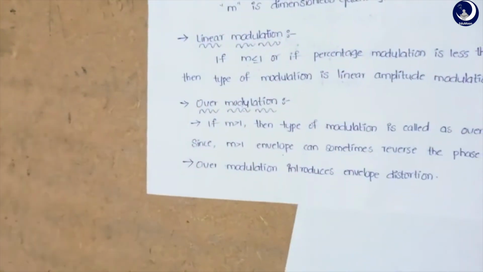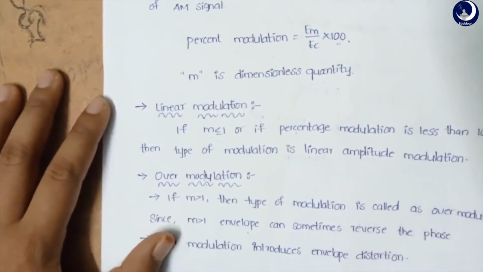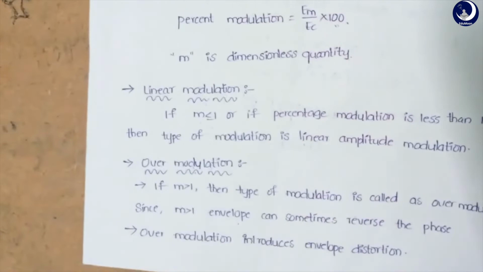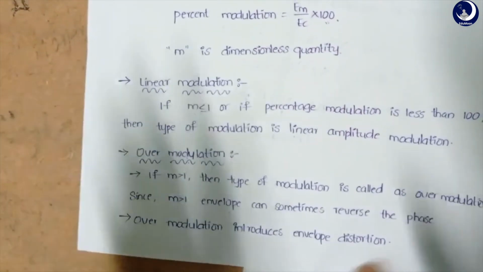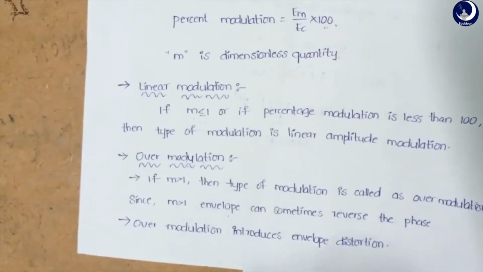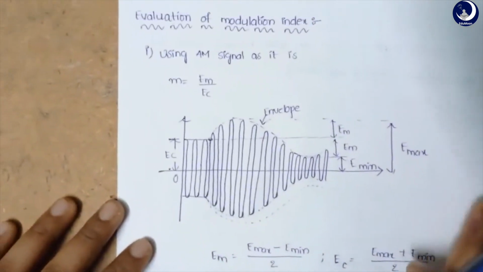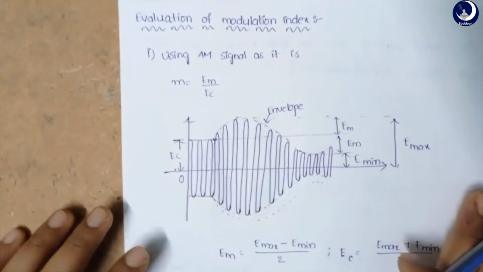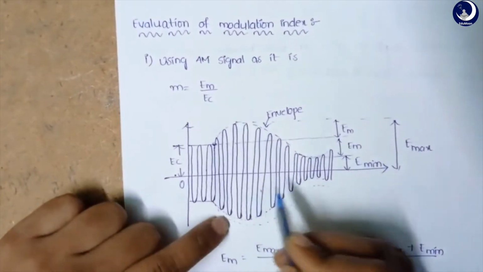Okay, good. Then how can we calculate the modulation index? We choose a carrier and we did modulation, but how can we say that it is over modulated or under modulated, or how can we calculate our modulation index? Let's look into that. This is how we evaluate the modulation index. Let's consider it this way.